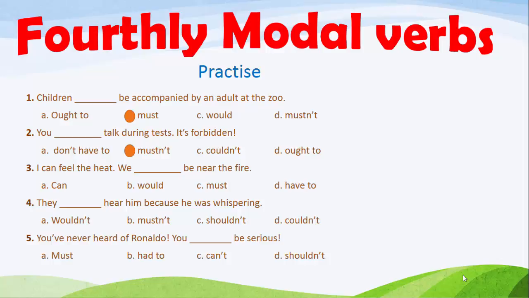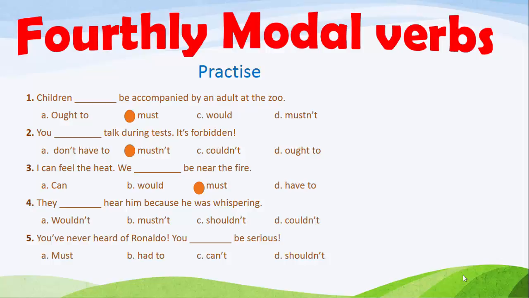Sentence number 3. I can feel the heat. We blank be near the fire. We can be near, we would be near, we must be near, we have to be near. What's the correct answer? Excellent. It's must, because I'm talking about logical assumption. I can feel the heat, so the reason is we must be near the fire. So this is logical assumption, and we have said that we can use must for expressing logical assumption.